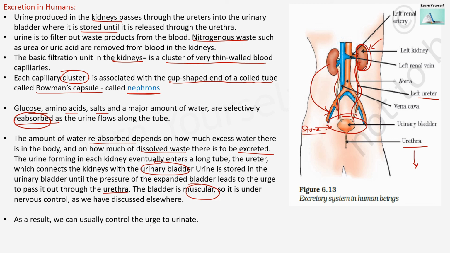So here the filtration unit is the nephron, and the Bowman's capsule along with it is called the nephron.